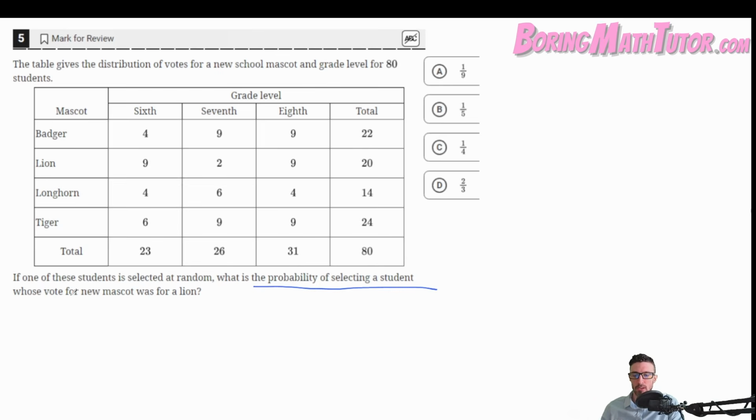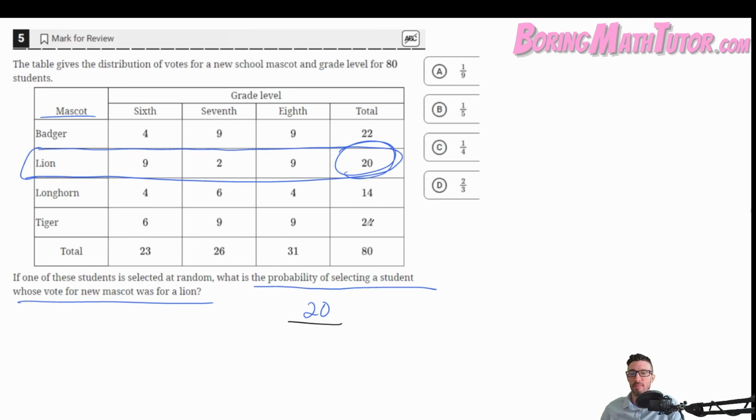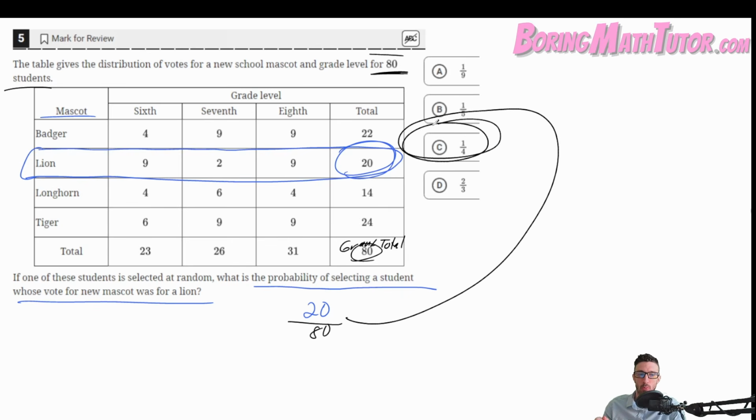So we're just going to look at the actual question. They say, what's the probability of selecting a student whose vote for a new mascot was for a lion? I'm seeing mascot, lion. I'm looking at this row, and I'm looking at the total. That's very common, that they ask you probability problems where you're going to take that total number and divide it out of the grand total, which will often be hiding in this little corner right here: 20 out of the 80 students. For confirmation, you can read this. It said this is for 80 students. 20 out of 80 is 1/4. We are done. We are moving on.